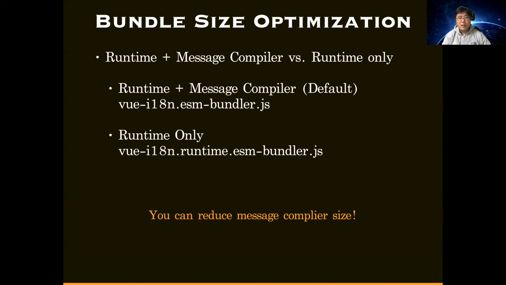Why is that? Because there are two use cases. The first use case is when you define locale messages as objects directly in your JavaScript code. The second use case is to fetch locale messages from a backend API. In these use cases, if the message compiler isn't bundled, the runtime cannot correctly handle them. If you don't have such use cases, you can set runtime only as an alias in each bundler to reduce its bundle size.